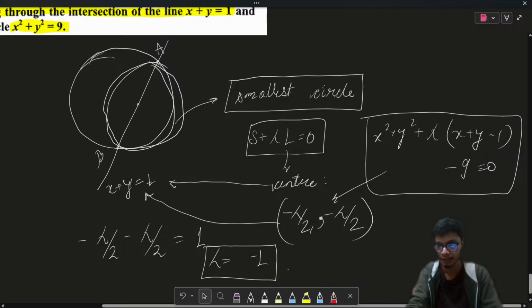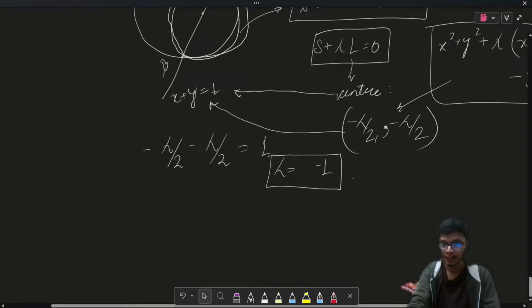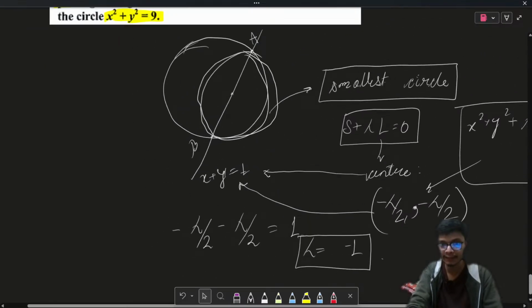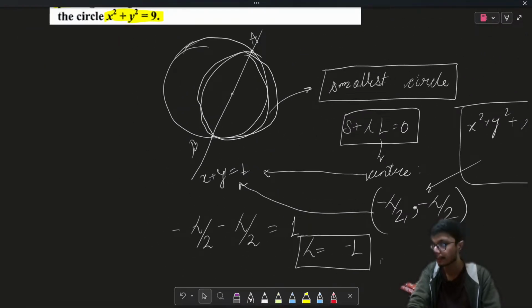So once we get the value of lambda, we can put it over here, and that will give the equation of the smallest circle. Okay. I hope this is clear to all of you. Are you all able to get the answer minus 1 as lambda? Is it clear to all of you? Okay. So I am assuming this is clear and you are able to get the answer. So let us now move forward to solve some more problems, which are quite useful problems.